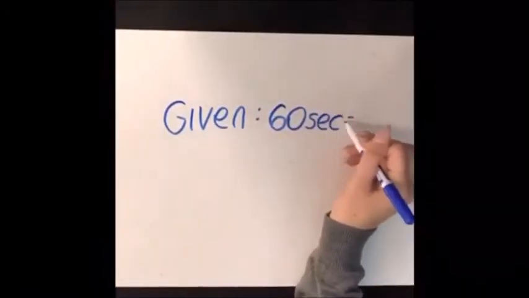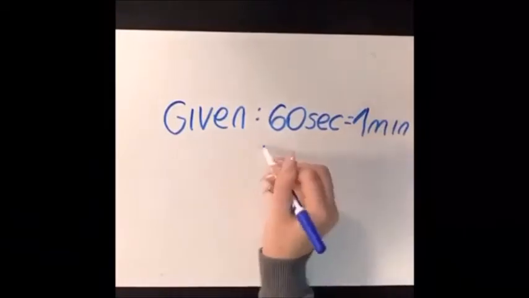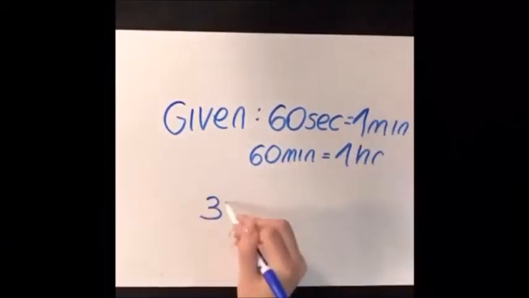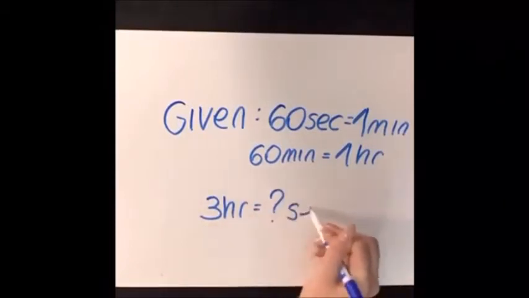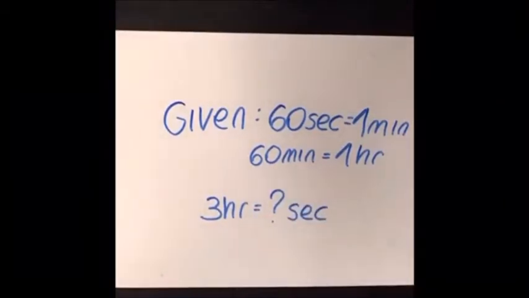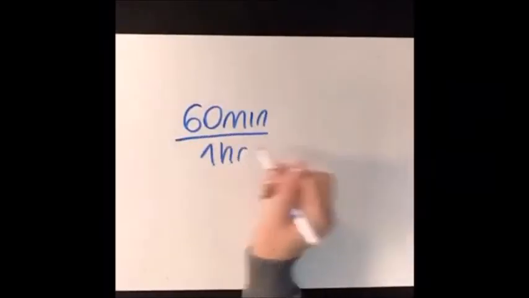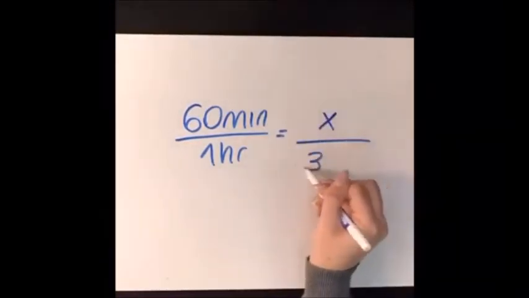For this equation, you are given that 60 seconds equals 1 minute and that 60 minutes equals 1 hour. And you're trying to find out how many seconds equals 3 hours. Now you have to set up an equation of 60 minutes over 1 hour equals x over 3 hours.